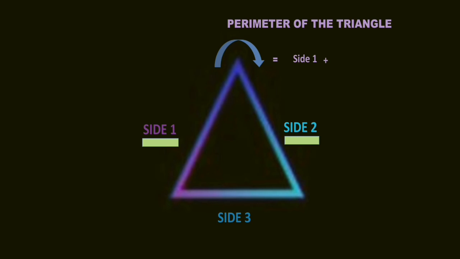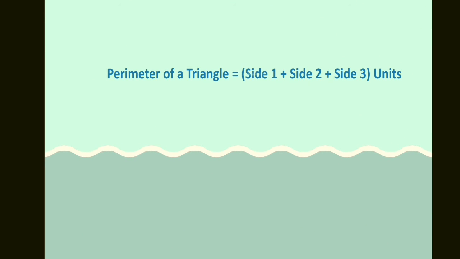I can find a side 2. I'm writing it as side 2 plus. Again I'm traveling, continuing my travel. I got a side 3. That's it, because side 1 is already there. So the perimeter of the triangle is side 1 plus side 2 plus side 3 units. I can make it inside the brackets. So side 1 plus side 2 plus side 3 units is the formula for perimeter of the triangle. So again, to summarize, I can say the perimeter of the triangle is side 1 plus side 2 plus side 3 units, whereas the area of the triangle is 1 by 2 into B into H square units.